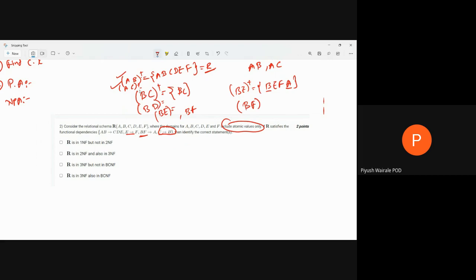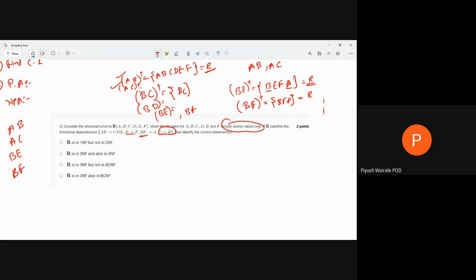BF, right? It will give me BFA. So BFA will give me AB plus, that is all the attributes. So it is also a key, right? So till now we got AB, AC, BE, BF, right?